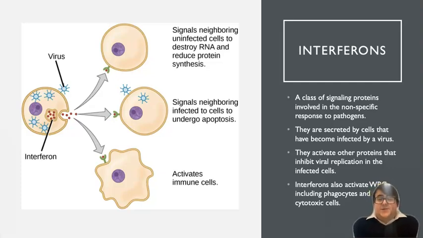Moving on to interferons. So interferons are a special type of protein, a signaling protein, that are involved again in the non-specific response to pathogens. So this is our body's way of trying to fight off infection before we know what the infection is. They're secreted by cells that have become infected by a virus. So if a virus infects a cell, that cell starts to release signaling proteins called interferons. The job of these interferons is to activate other proteins that will inhibit the viral replication in that infected cell. They also activate white blood cells, like phagocytes and cytotoxic cells, to come to the site of infection.